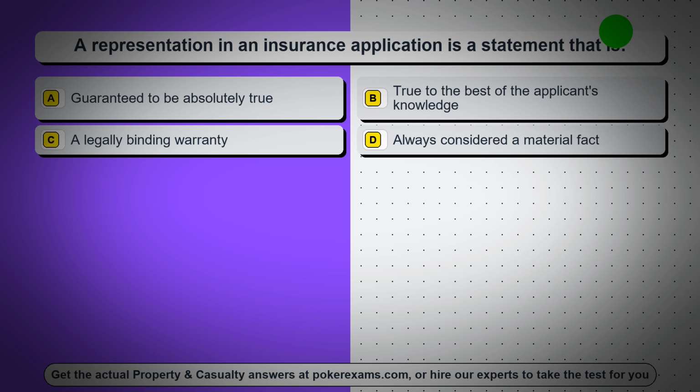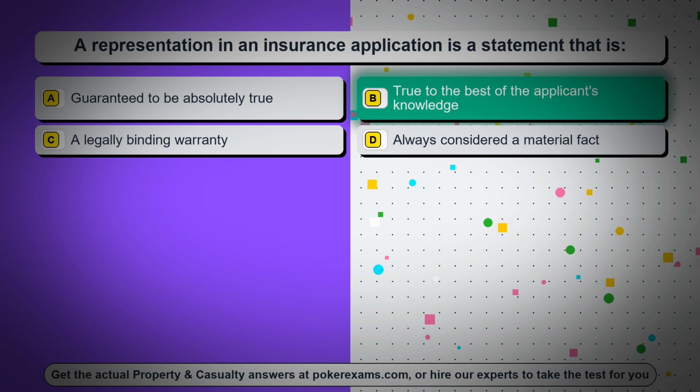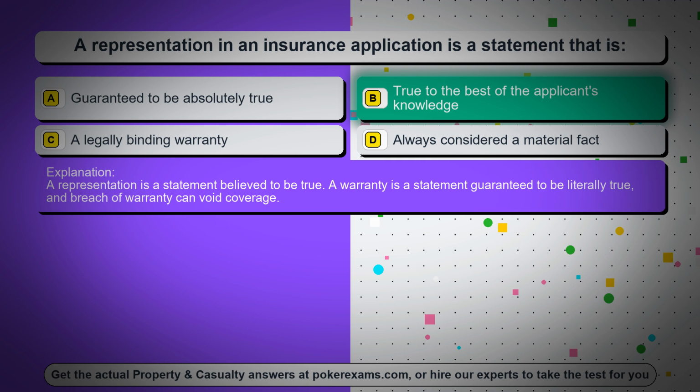Question 95. A representation in an insurance application is a statement that is: Option A, guaranteed to be absolutely true. Option B, true to the best of the applicant's knowledge. Option C, a legally binding warranty. Option D, always considered a material fact. The correct answer is option B, true to the best of the applicant's knowledge. A representation is a statement believed to be true. A warranty is a statement guaranteed to be literally true, and breach of warranty can void coverage.